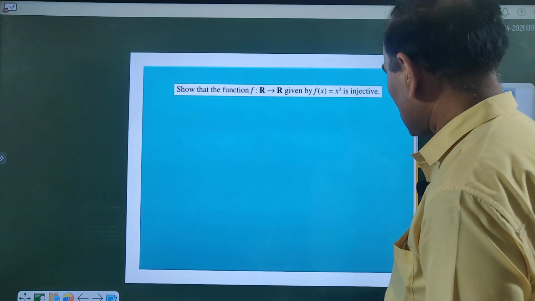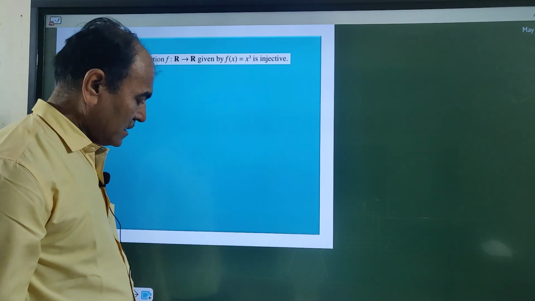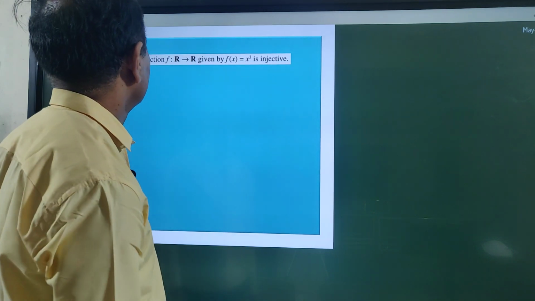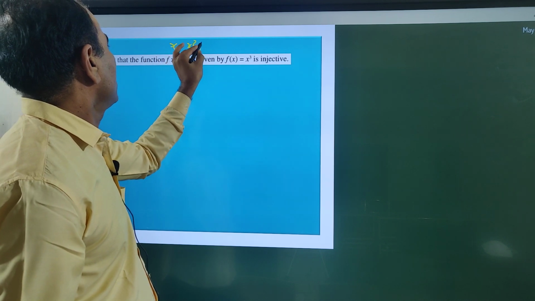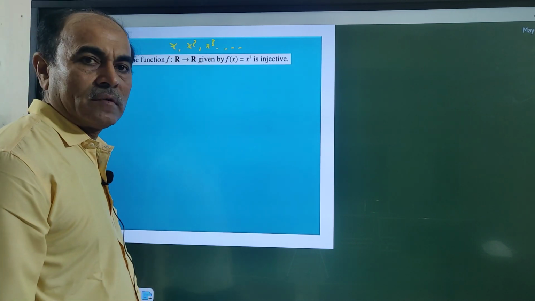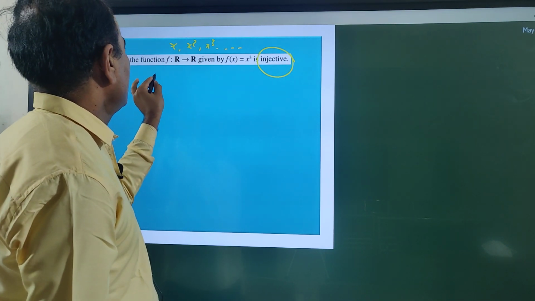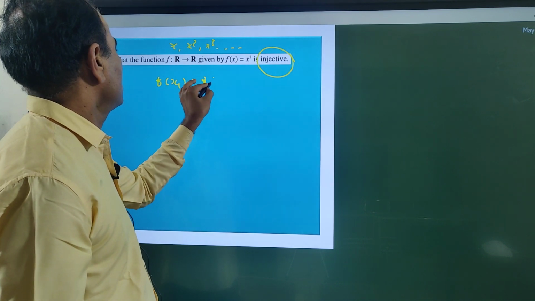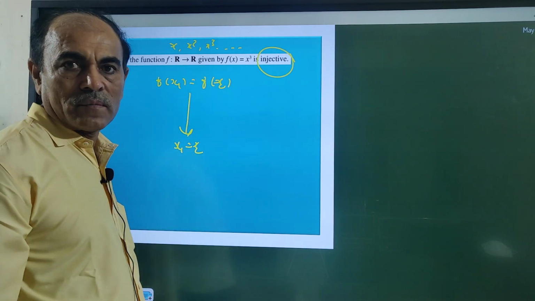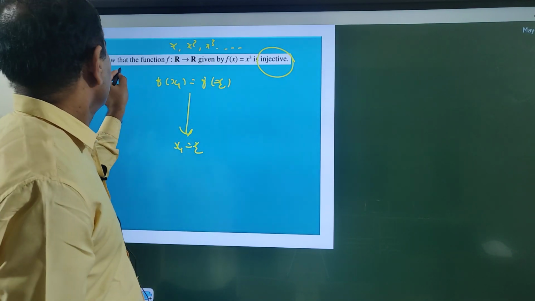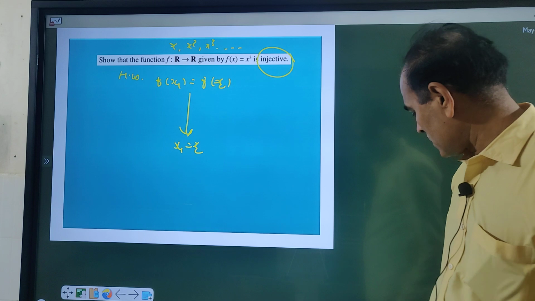Next one. Now see, at the starting of Exercise 1.2, we have already seen x, x square, x cube, likewise. Injective means one-oneness. That means start with f of x1 is equal to f of x2 and prove that x1 is equal to x2. Very easy to prove from R to R. So I am leaving it for you. This example is for homework. Next one.